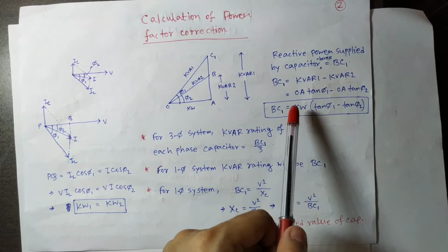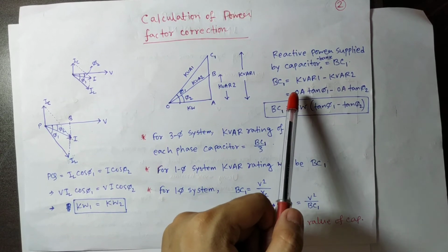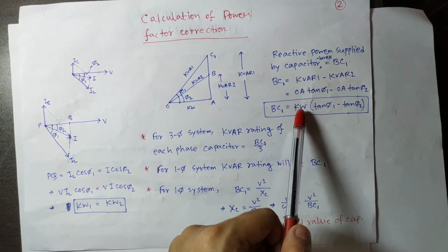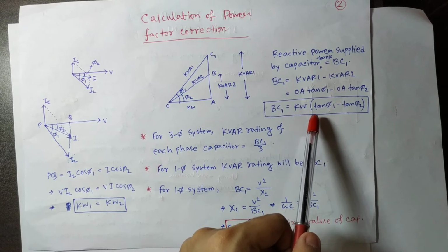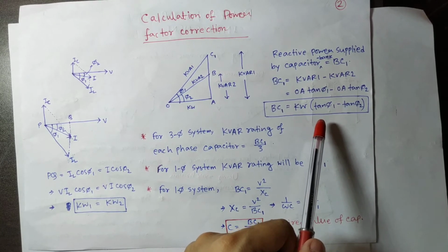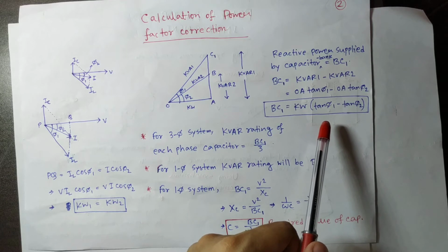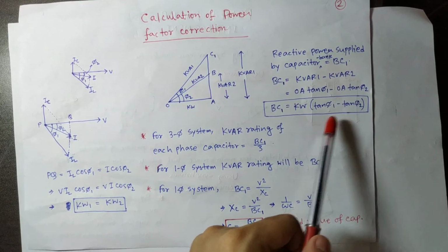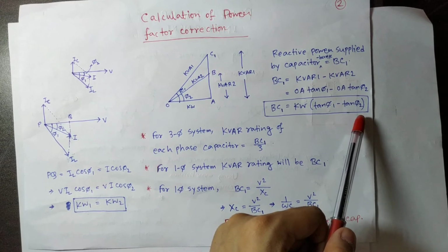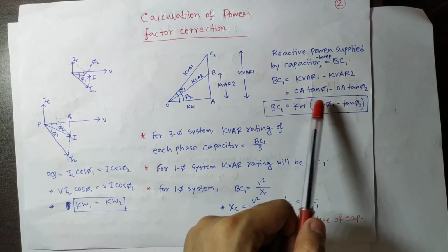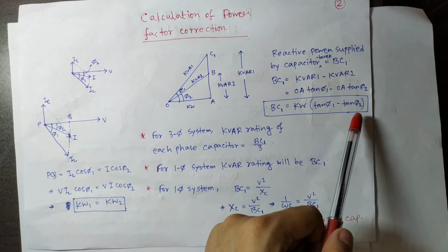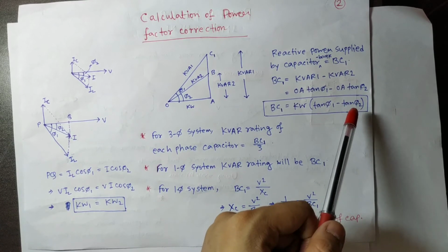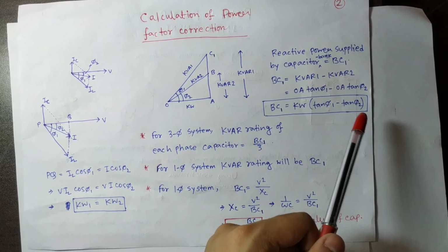Suppose you have been given the reactive power supplied by the capacitor bank, the kilowatt demand and the power factor angle before the power factor correction, and then you may be asked what will be the modified power factor angle. That means you may be asked for phi 2. So using this equation you can easily find phi 2, and after that you can easily find cos phi 2, that means the modified power factor, right?